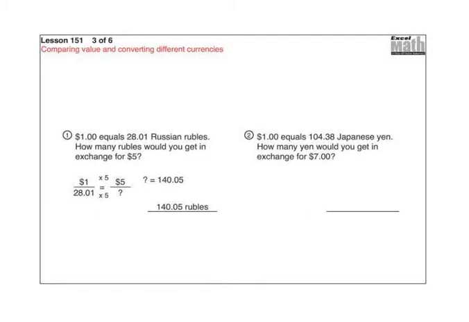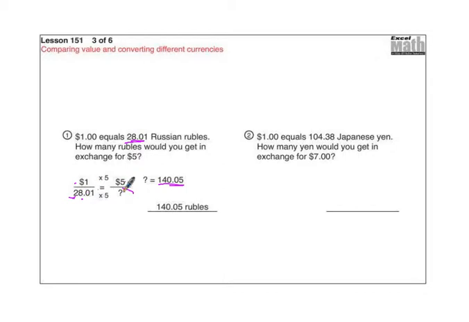Here we go, number 1. $1 equals 28.01, 28 1/100 Russian rubles. How many rubles would you get in exchange for $5? Well, we just multiply that times 5, right? And we get 140.05.